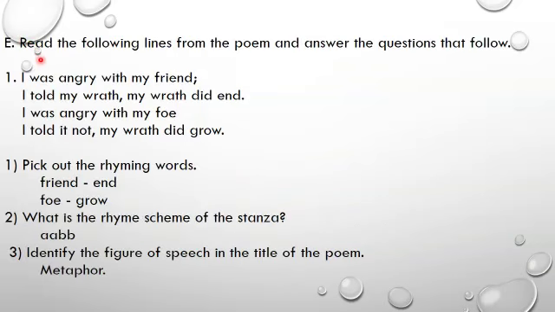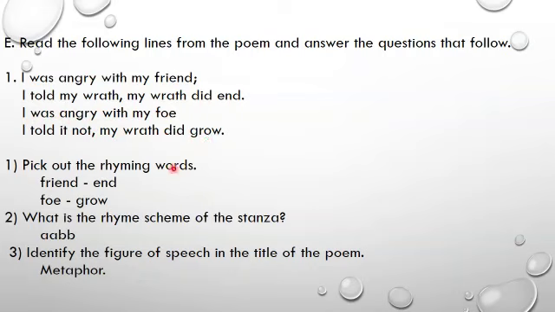This is the other part of appreciation. Read the following lines from the poem and answer the questions that follow. Four lines are given here. I was angry with my friend. I told my wrath, my wrath did end. I was angry with my foe. I told it not, my wrath did grow.